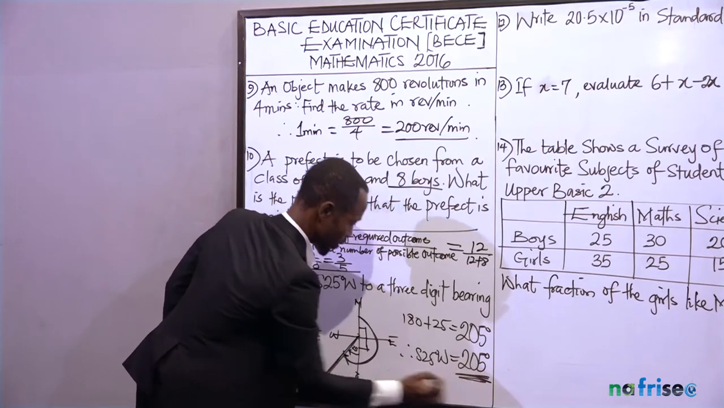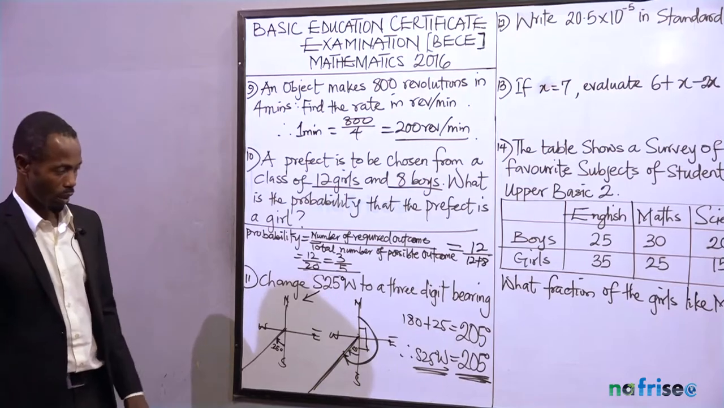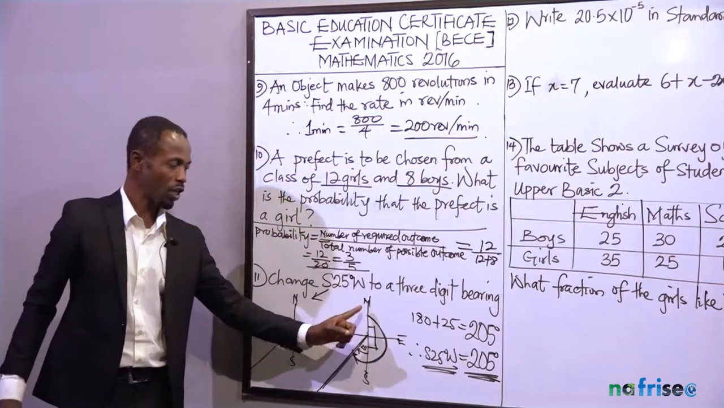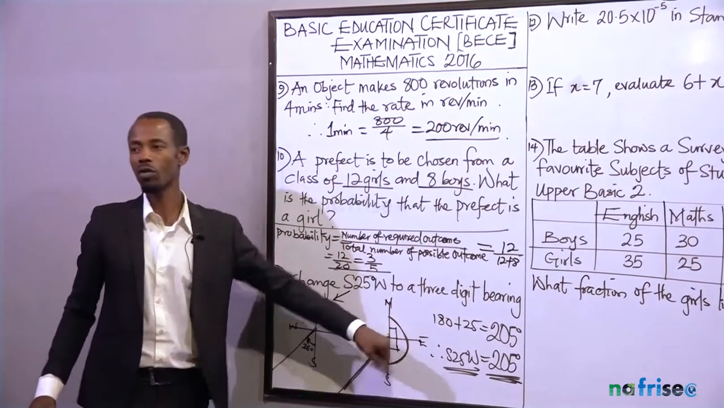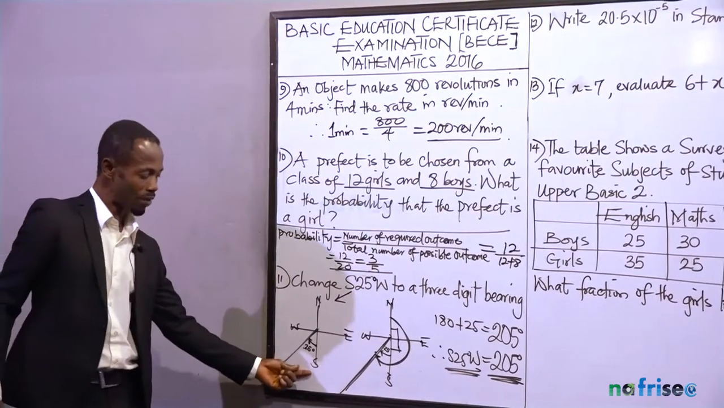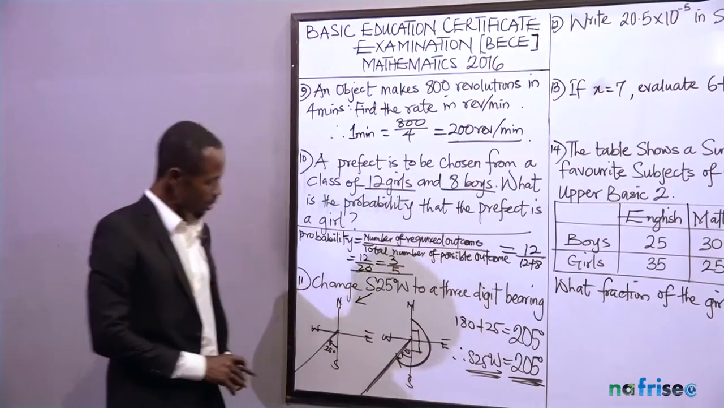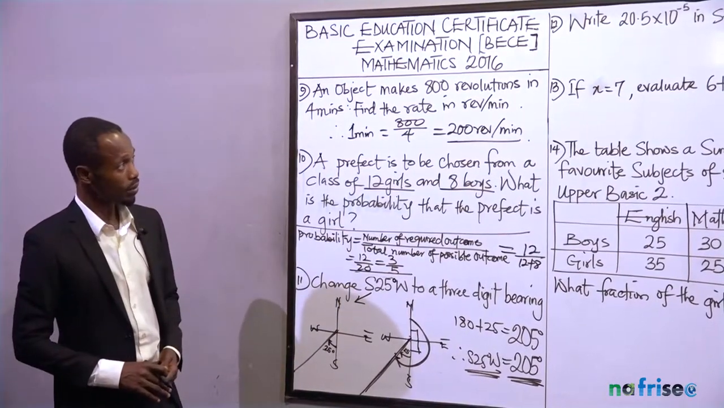This is it in 3-figure bearing, this is it in compass bearing. They are the same. Only in the 3-figure bearing, your movement will start on the first quadrant and move clockwise. But in the acute angle bearing or compass bearing, your bearing should just be a number less than 90. Are you there? That's how you get it done.